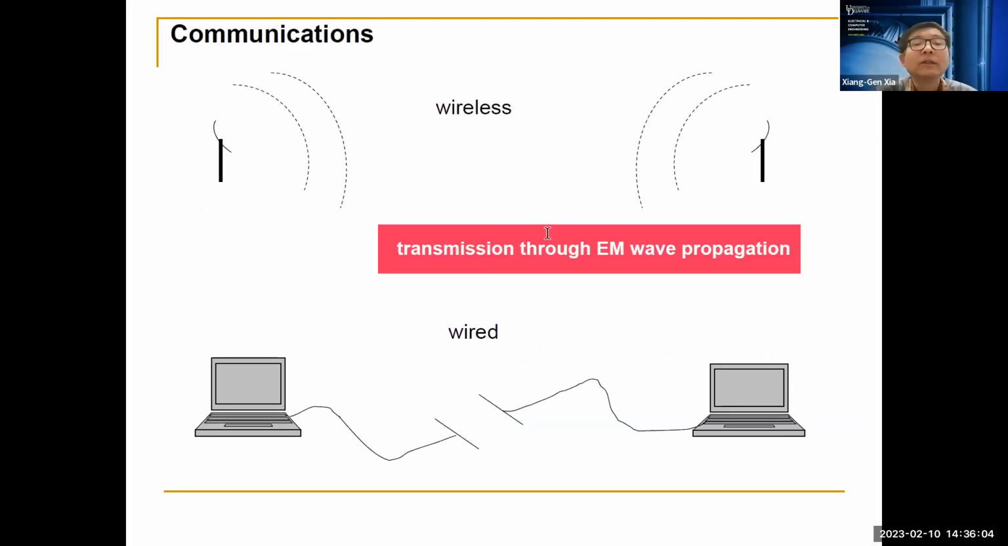Okay. So again, the first part is very, very basic. As you know, we have two kinds of communication systems. One is wireless, one is wired, wireline. For example, computer communications, and cell phones and Wi-Fi are wireless. But both transmissions are through EM wave propagation.